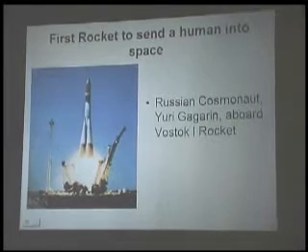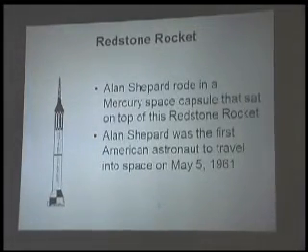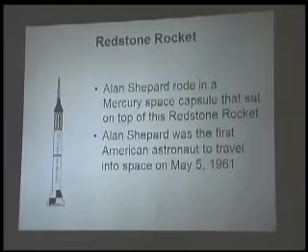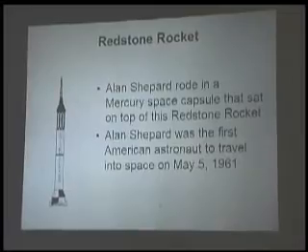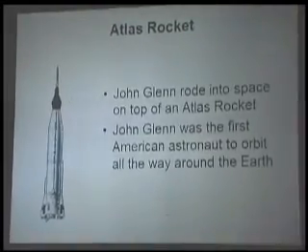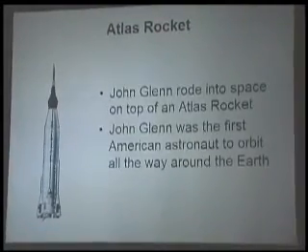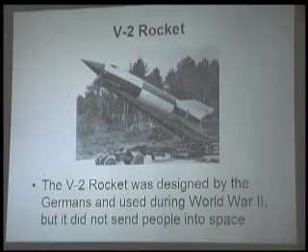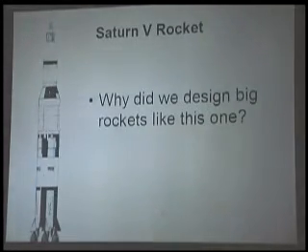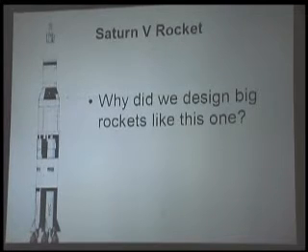Next slide. Here's the first rocket that was used to send Americans into space, Alan Shepard and John Glenn. Here's the Atlas rocket, John Glenn. Notice the slight differences in the rockets. Next one. The V-2 rocket originally started as a missile in World War II invented by the Germans, and we took that same type of technology and applied it to the modern rockets that we have today to explore space.